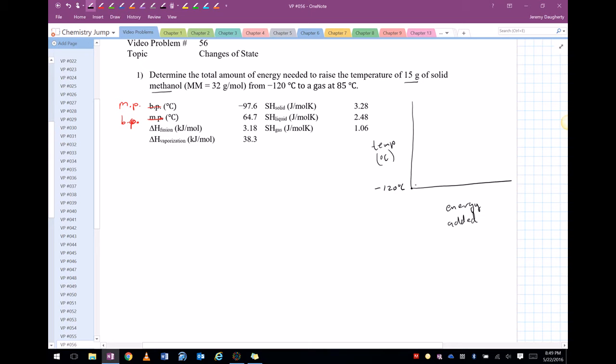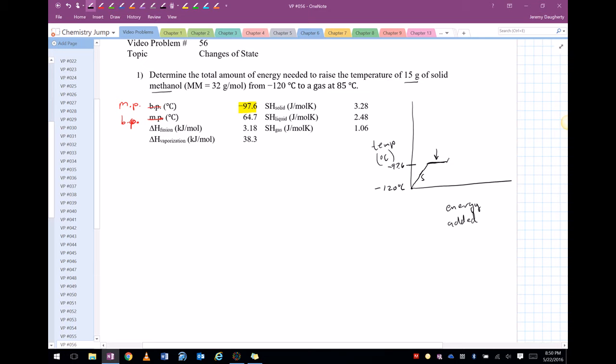We're going to raise that temperature. That's a solid at that point. We're going to raise that to negative 97.6 degrees Celsius. So right here, we're going to call that negative 97.6, which is the melting point, and then it's going to melt. And that energy, like I said in the lecture video, is being used to weaken the intermolecular forces, sort of separate the molecules from each other, from a solid to a liquid.